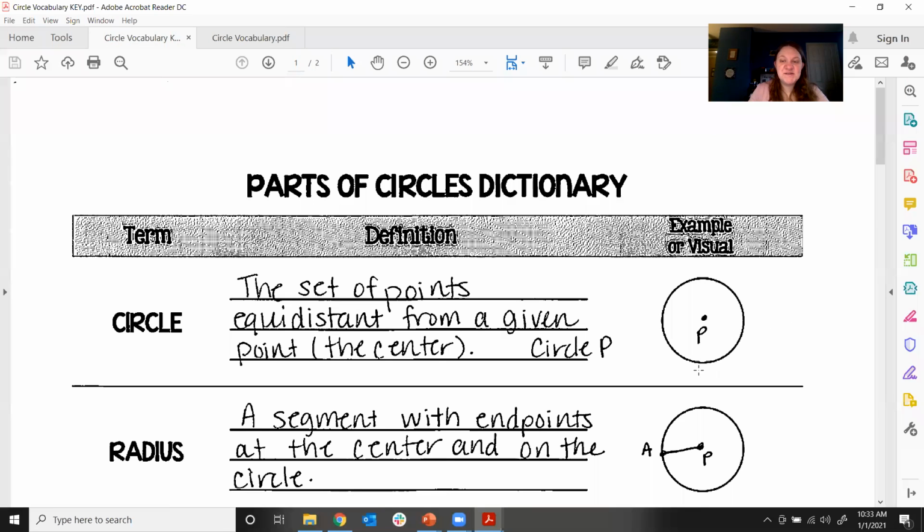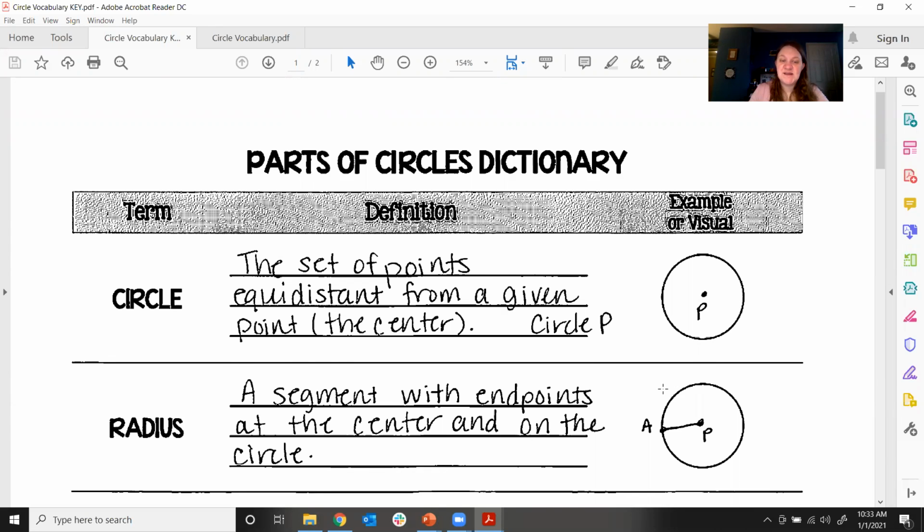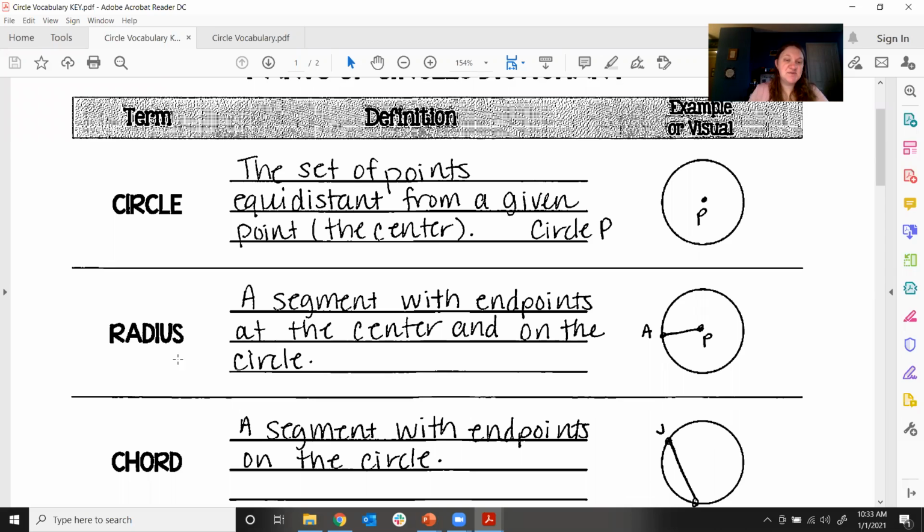And we know that the distance between the center and a point on the circle is called the radius, which just happens to be our next word. A radius is a segment with endpoints at the center and on the circle. So our radius in this circle is radius AP or PA.